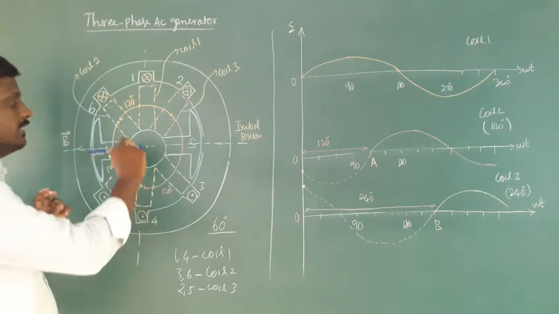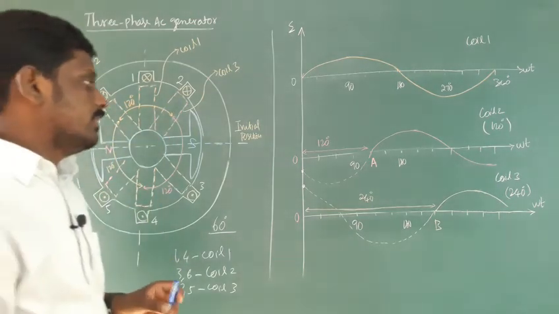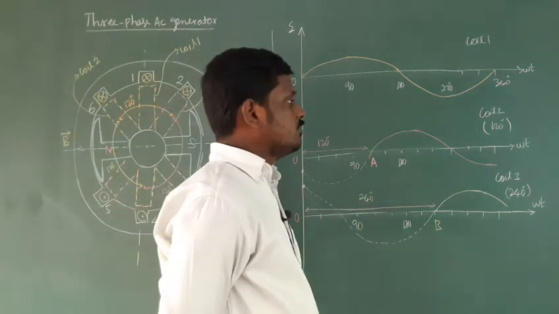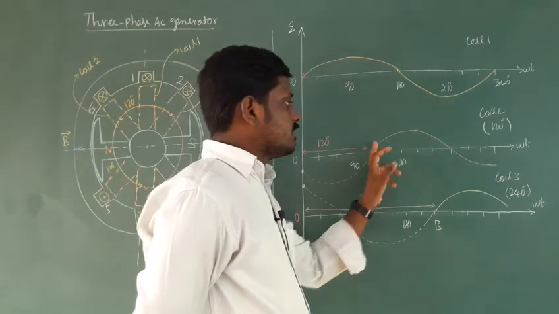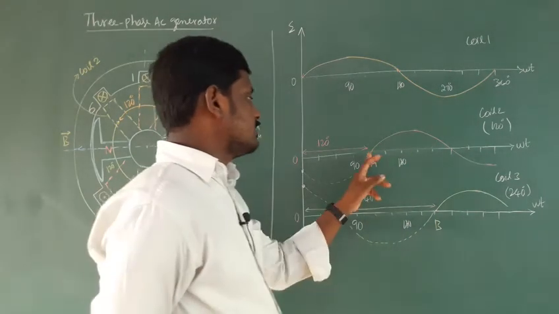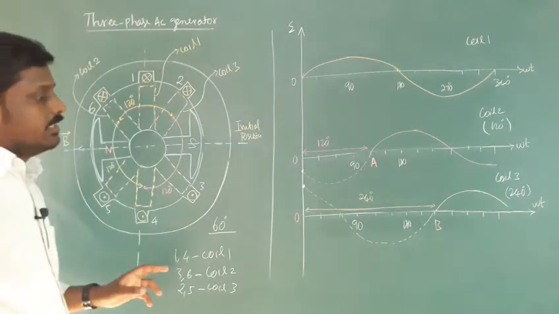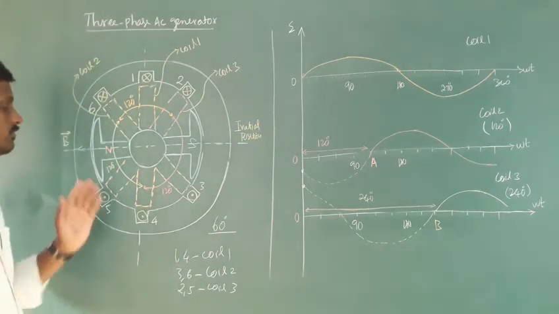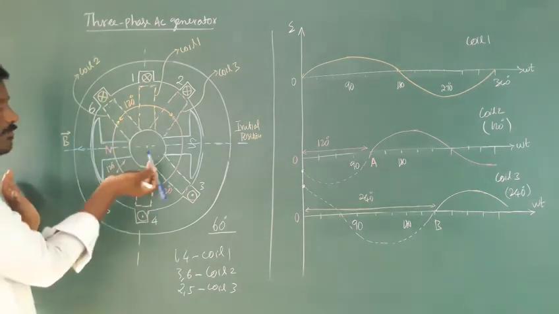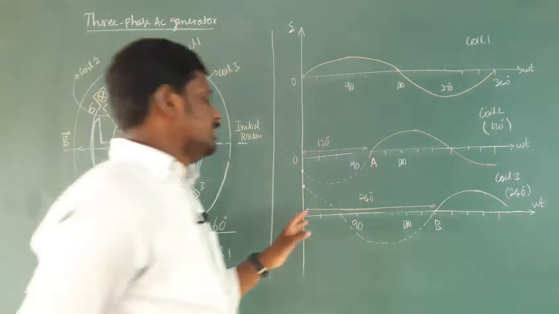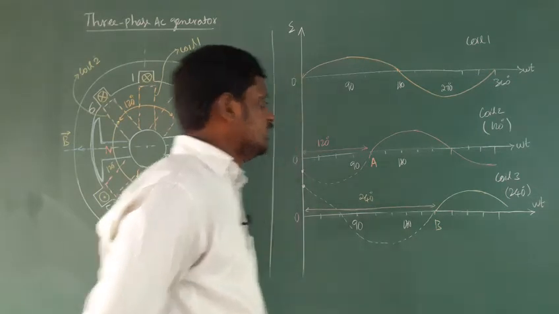In a similar manner, when the magnetic field rotates 120 degrees, coil 2 begins to produce induced EMF. That is a 120 degree difference. The cycle starts again at the point A. In a similar manner, the third coil also produces induced EMF. When the magnetic field rotates 240 degrees, the induced EMF is produced at the point B. That is a 240 degree difference.